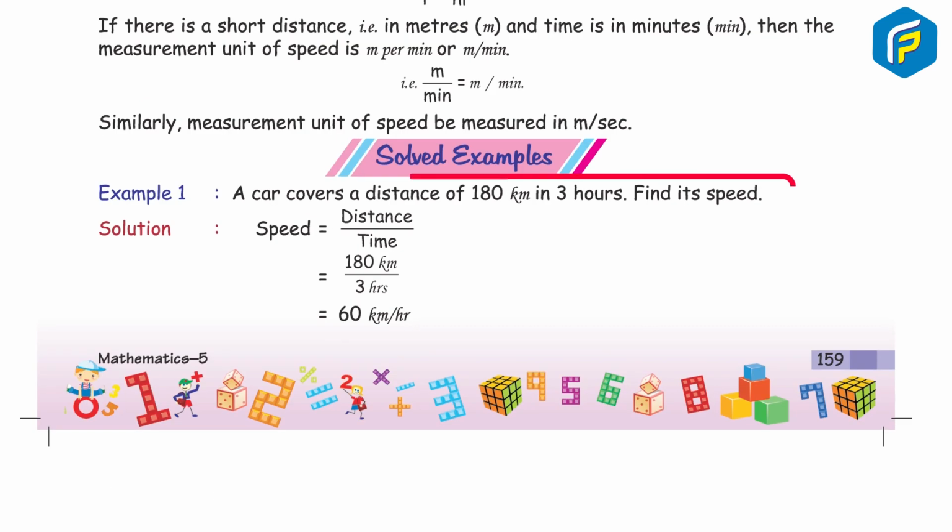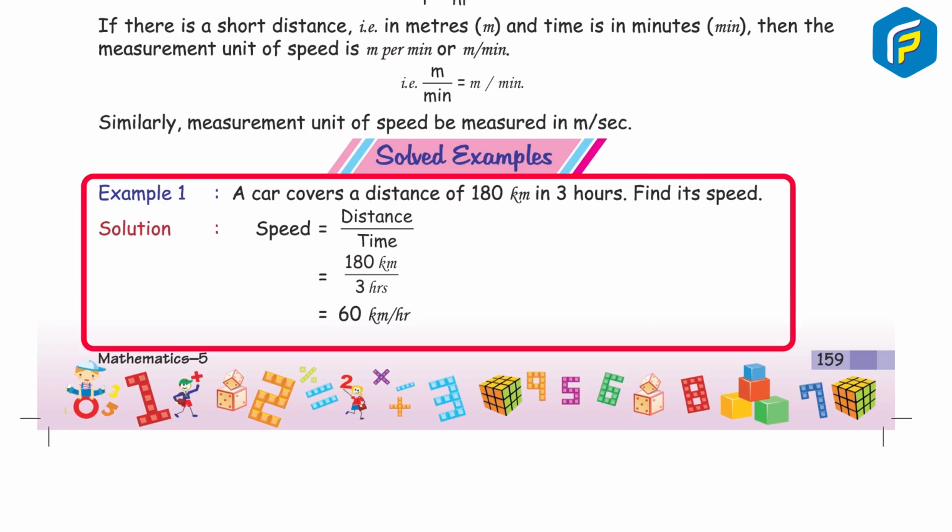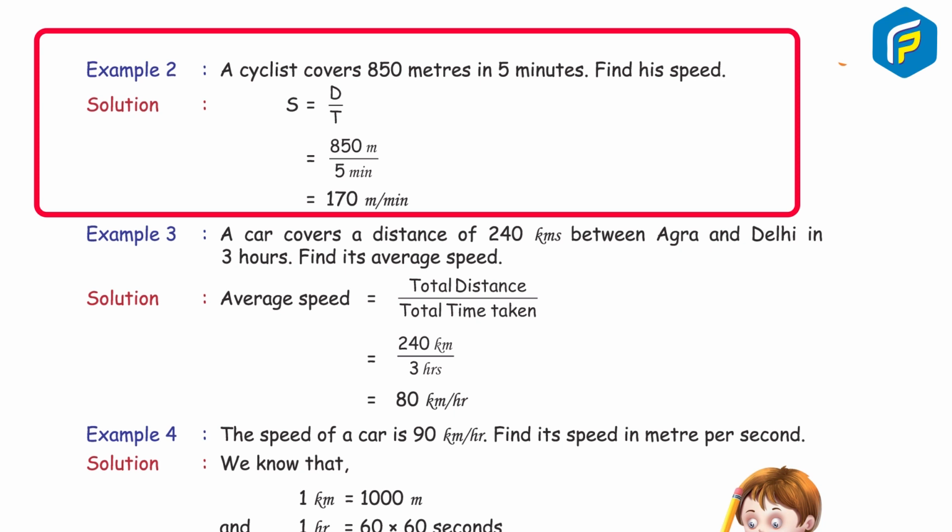Solved example. Example 1. A car covers a distance of 180 km in 3 hours. Find its speed. Solution. Speed is equal to distance upon time, which is 180 km upon 3 hours, equal to 60 km per hour. Example 2. A cyclist covers 850 meters in 5 minutes. Find his speed. Solution. S is equal to D upon T, which is 850 meters upon 5 minutes, equal to 170 meters per minute.